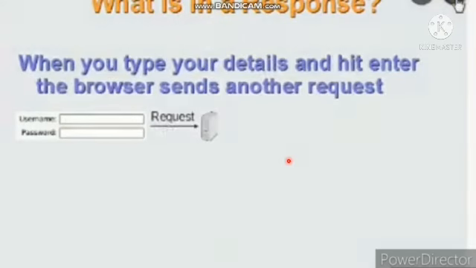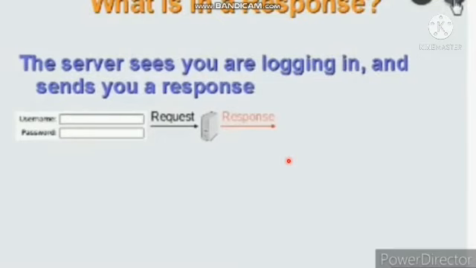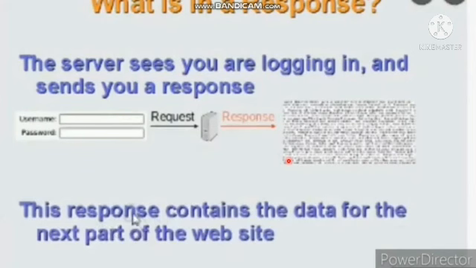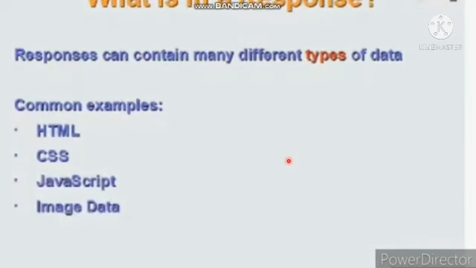For example, first you see a login page. When you type your details and hit enter, the browser sends a request. The server sees you are logging in and sends you a response. The response contains the data for the next part of the website. Responses can contain many different types of data. Common examples are HTML, CSS, JavaScript, image data, and many more.